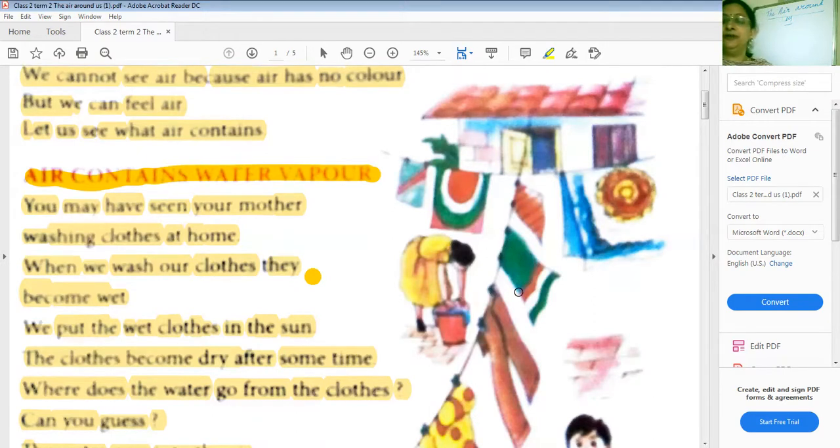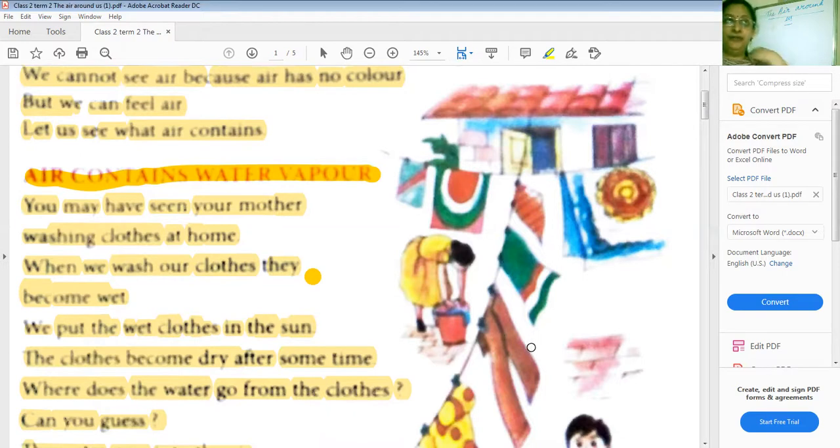So what will the mother do? She will put the clothes on the cloth line. So what happens when she puts the clothes on the cloth line? The clothes will become dry. Why do they become dry and how will they become dry? Because of the heat of the sun.